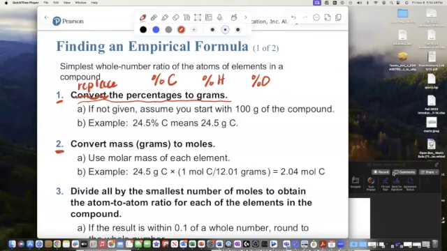The step number 2, you will convert grams to moles. There's a formula for that. To get the moles, moles are equal to grams over molar mass. Remember, molar mass is the mass you get from the periodic table.